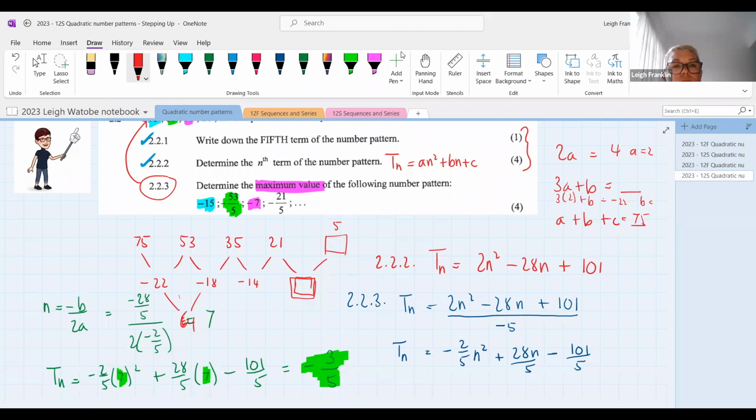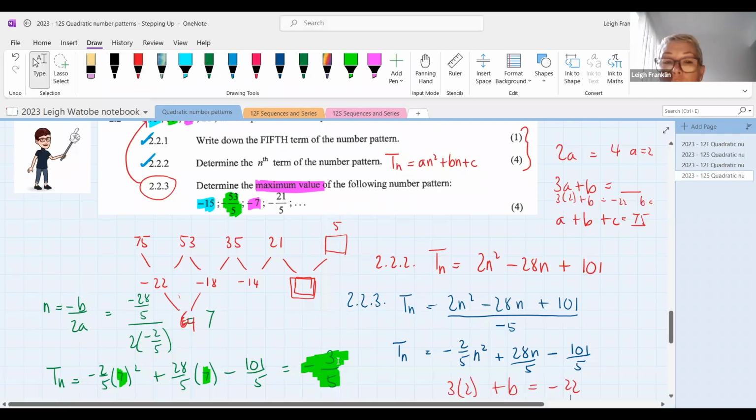Ma'am, that's the part that's really got me confused, ma'am. I don't understand. Why is it negative 28, ma'am? Because 3 is positive. So if you've got 3 times 2 plus b equals negative 22, 3 times 2 is 6, isn't it?